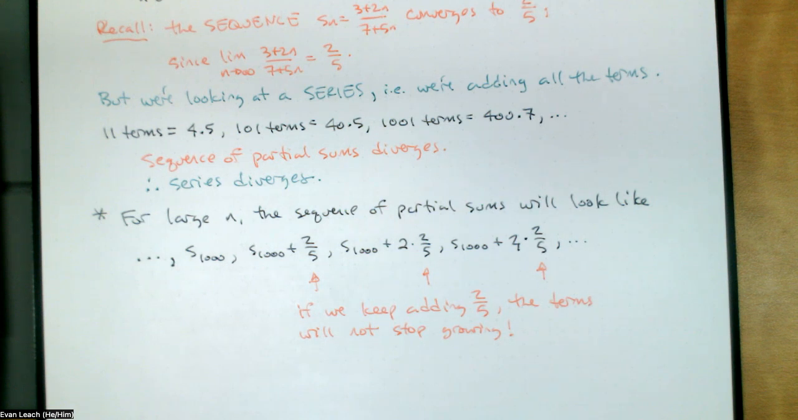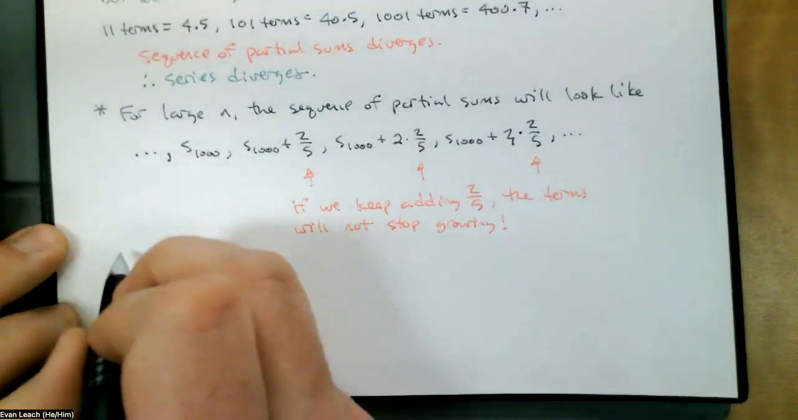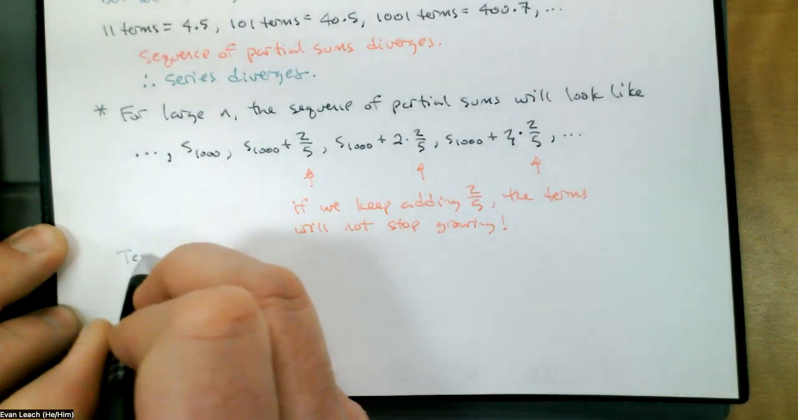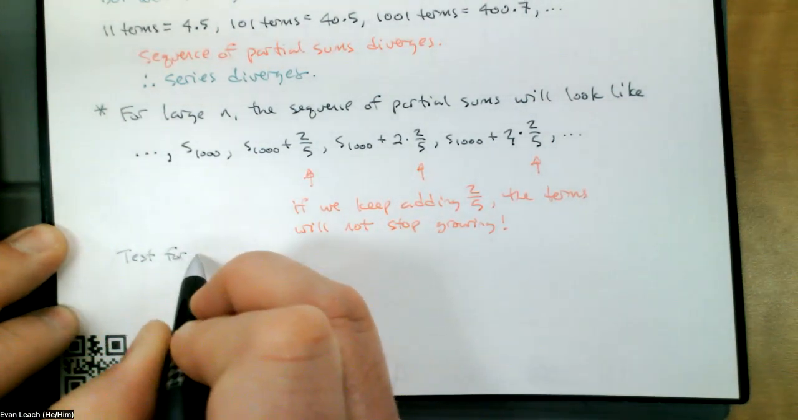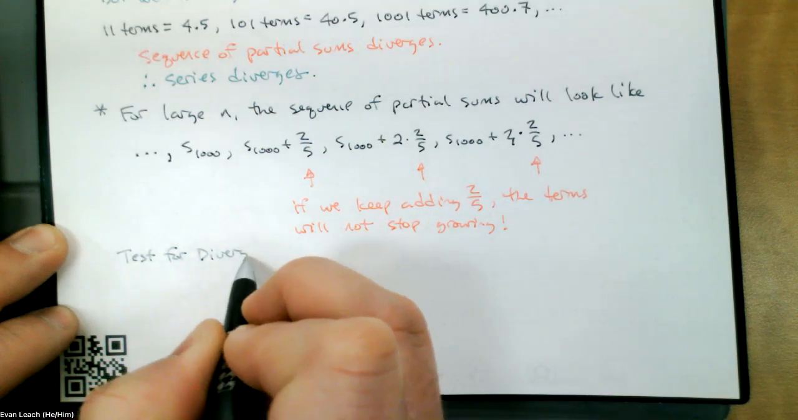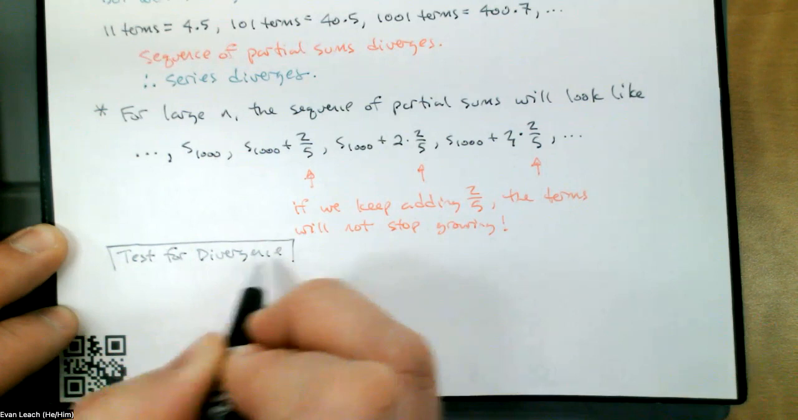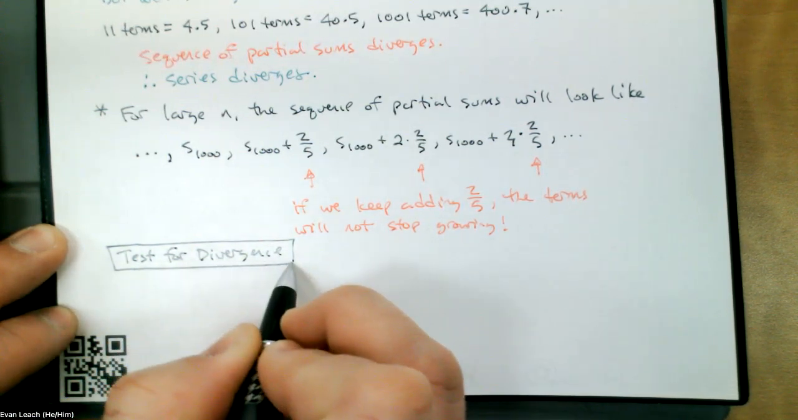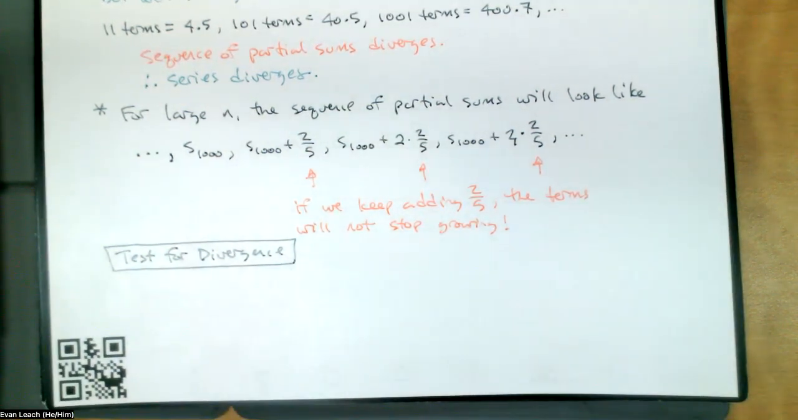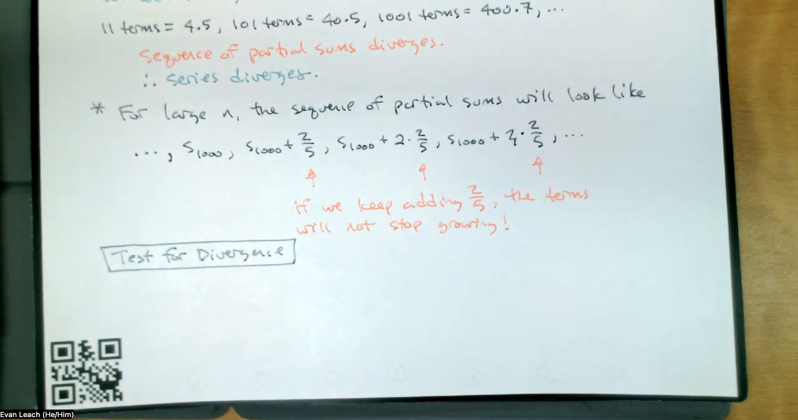So now we've come to the first thing we want to recognize about series. It still hasn't got 20,000. This is going to be the first thing we look for to decide if a series converges or diverges. Referred to as the test for divergence.